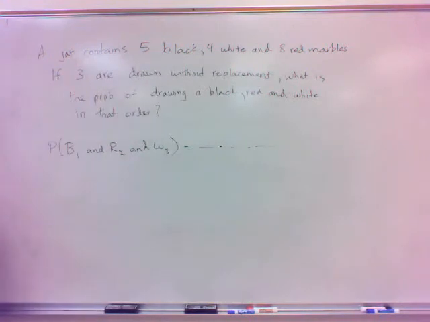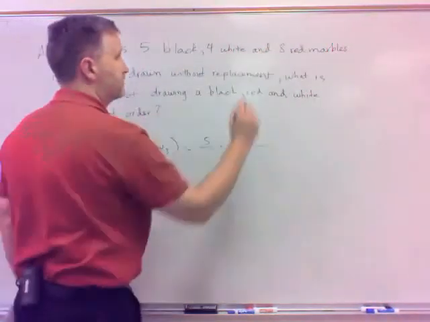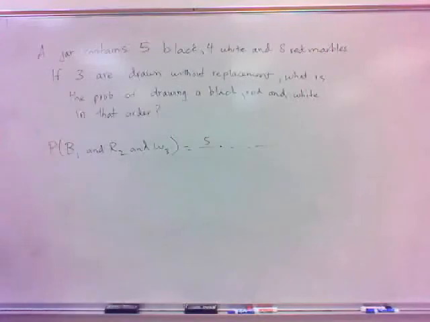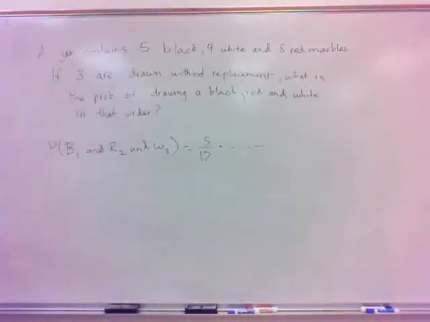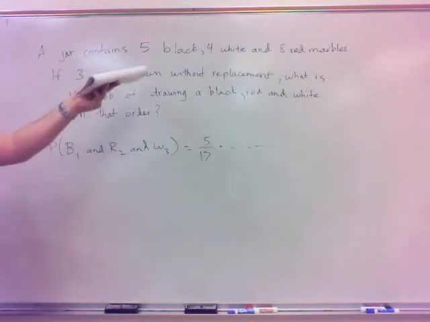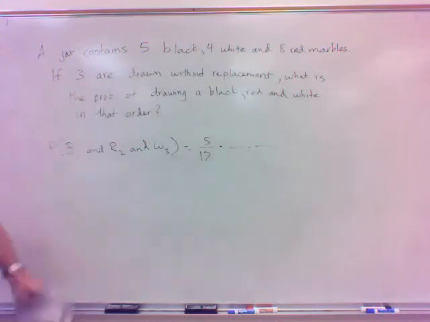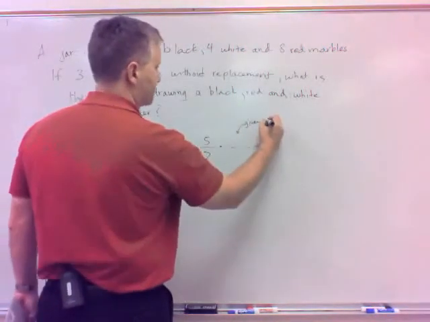5 out of how many? 17? I've got 5 black, then 5, 4, and 8. That's 17. 5 out of 17. What's the second one? Well, the second one I'm doing the red, but I have to do it given the first occurred, right? So this is the probability given the first was black.